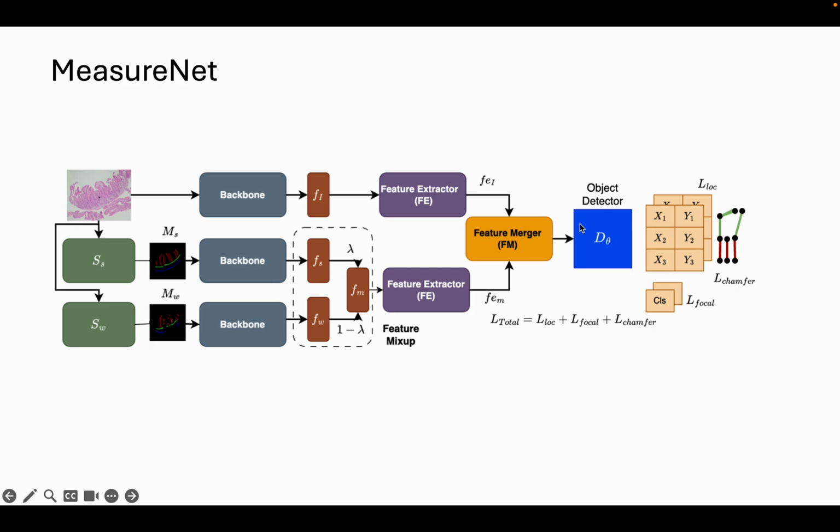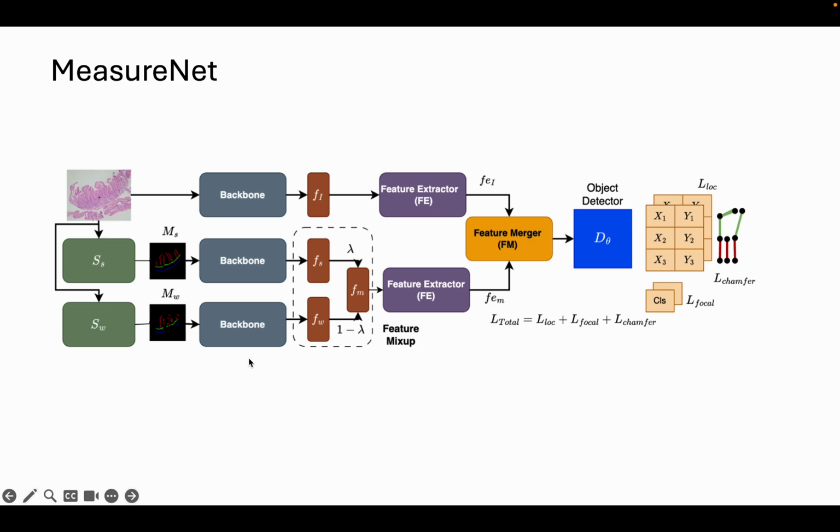In order to pass this information, we have two feature extraction blocks, one for the image and one for the segmentation mask, and we have a feature merger block which merges the information coming from the images and the segmentation mask and provides it to the object detection module. We have observed that even during training the predictions are very good, but when we do the inference, there is a shift in the quality of prediction.